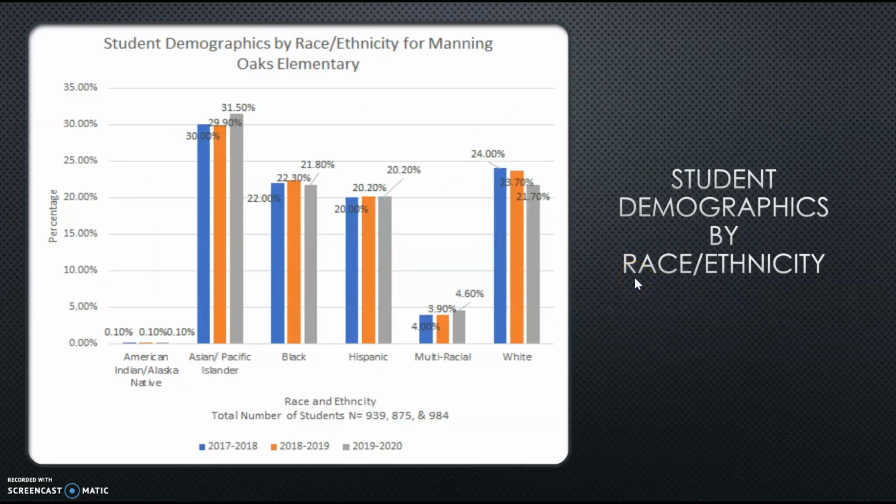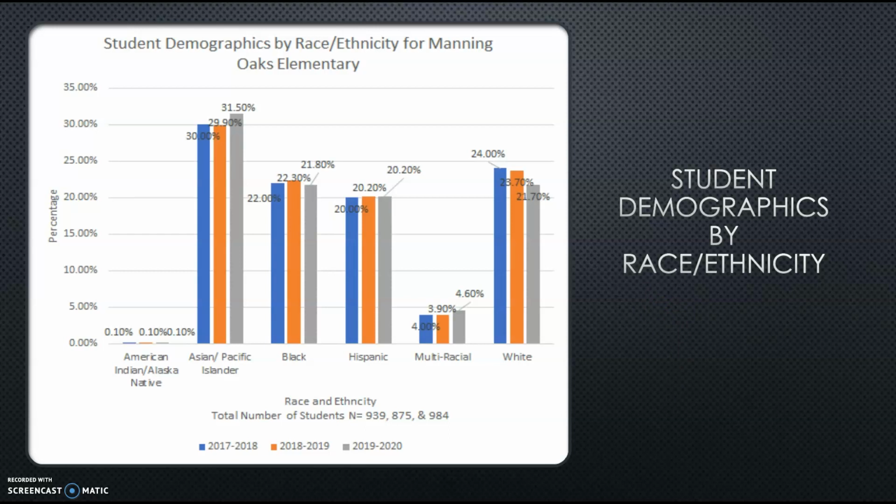Now, let's get a big picture of the students at Manning Oaks Elementary by looking at the student demographics data to continue our hypothesis of the lack of English language learners scoring at the proficient and distinguished learners levels. This graph displays the data for the race and ethnicities that the students at Manning Oaks Elementary represent. Manning Oaks students represent 50 countries and 37 languages, so it is a very diverse student body.